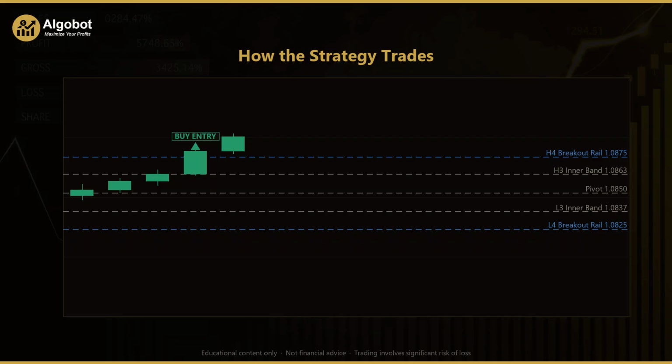Price pushes up and tests the H3 level, the top of the inner band. On its own, this is not a signal. The strategy is watching the wider H4 rail above. On the very next candle, momentum carries price higher, and it closes decisively above the H4 rail, clearing it by more than the ATR buffer. This is the condition the strategy has been waiting for. The rotation has arguably failed, and a trend day to the upside may be underway.